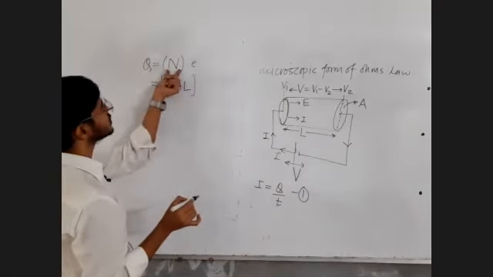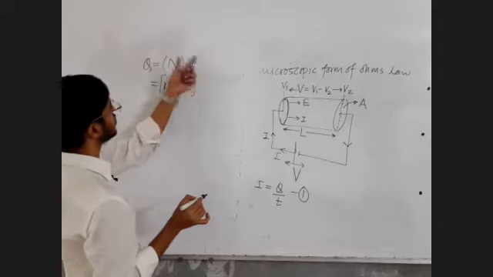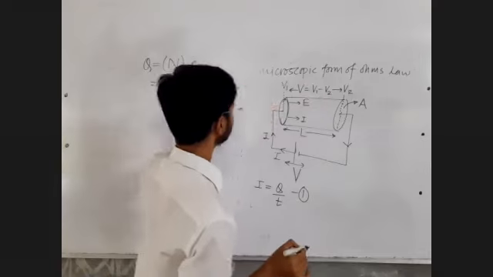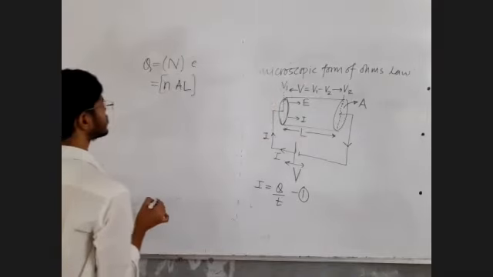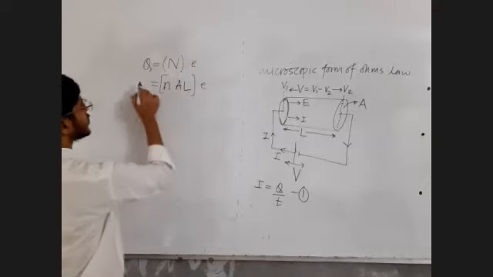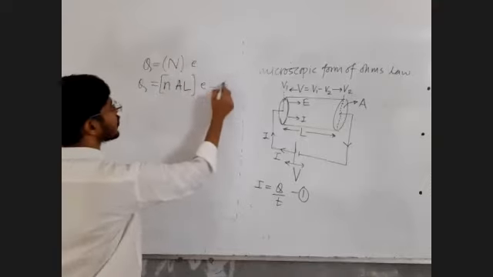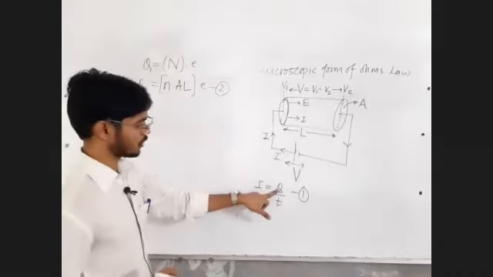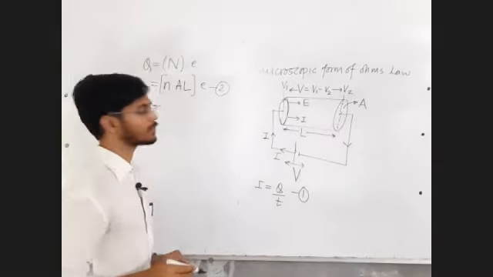Number of electrons into charge on a single electron is equal to total charge, the total charge into the small e. That's it. First point is over. Now let us try to find out the time required.